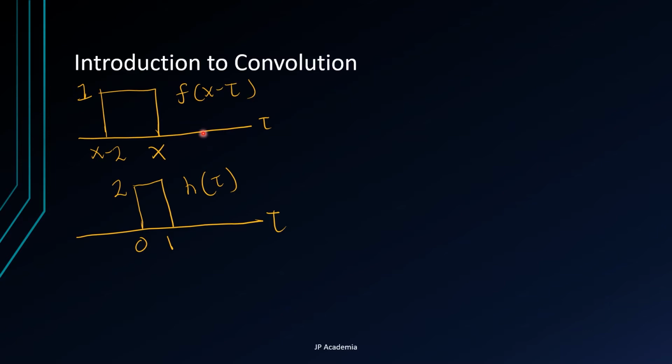Ngayon, ang next step ay to graph the impulse response function h. For this example, let's say mas manipis siya, so 0, 1 yung length along the tau ng ating impulse response function, then may amplitude siya na 2. So mas malaki siya or mas matangkad kung ikukumpara natin sa input function natin.